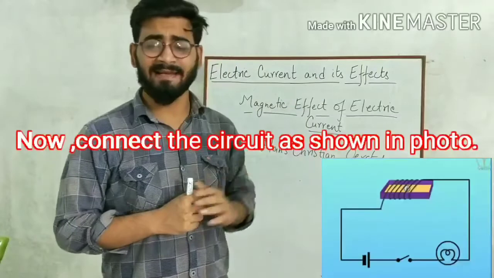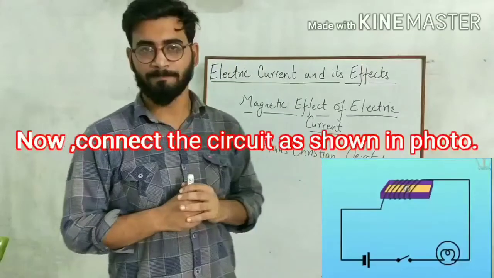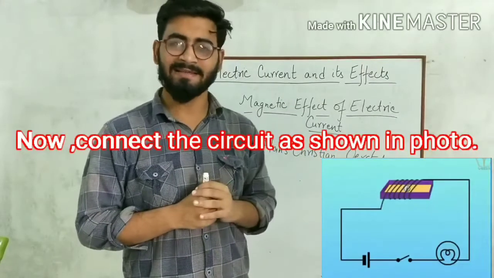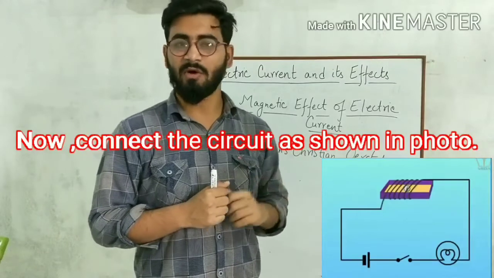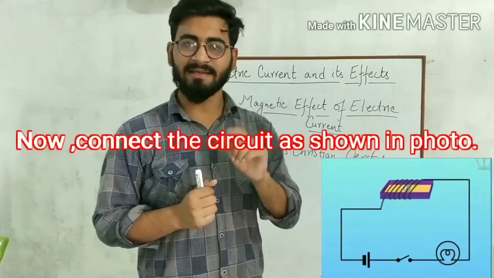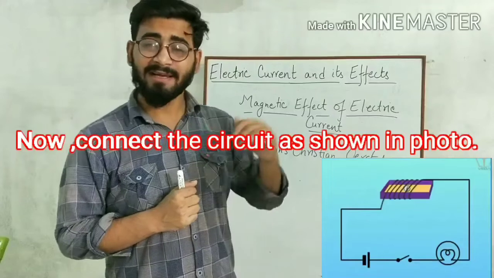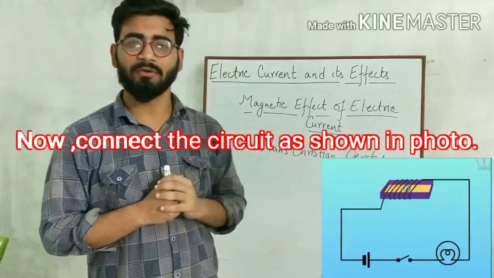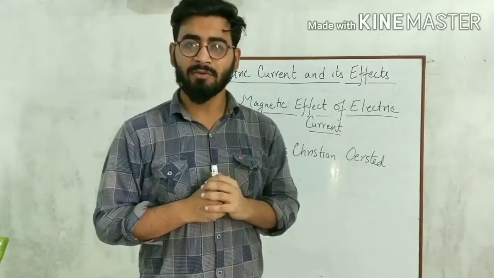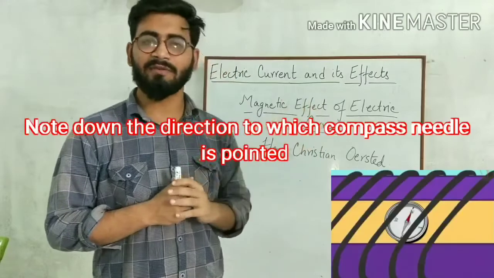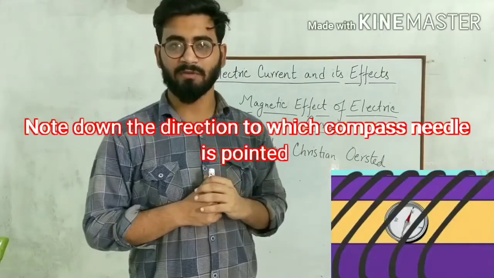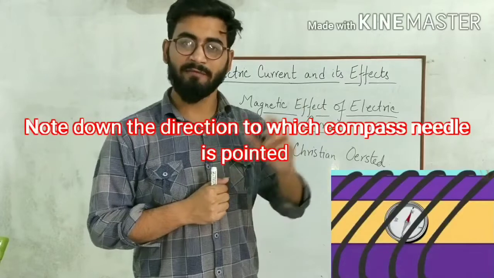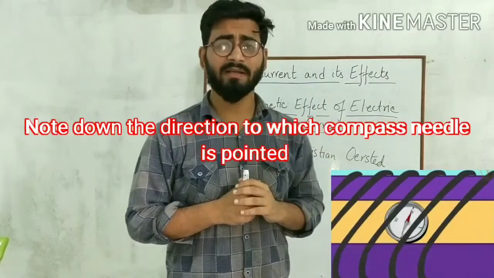Now connect the circuit as shown in the photo. You can clearly see that the switch is off here. That means the current is not flowing. After connecting the circuit, you have to note down the direction of the compass needle.